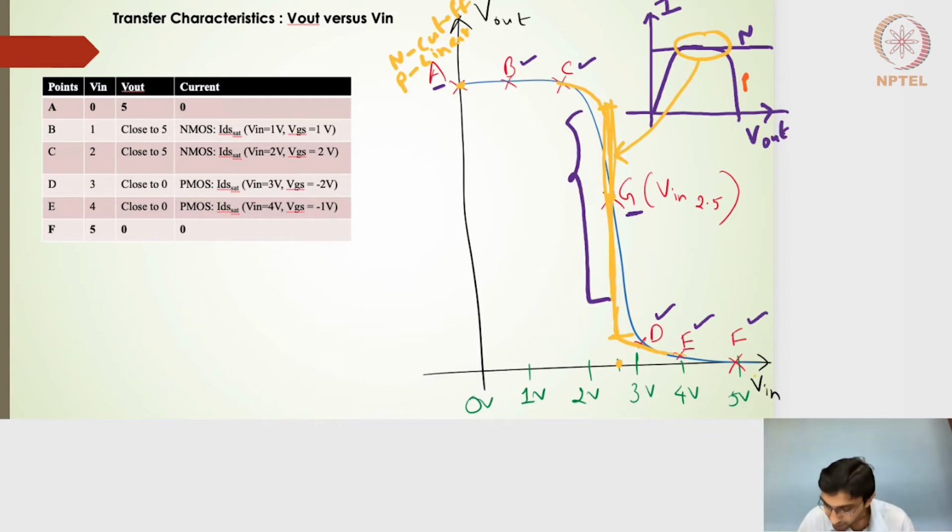Similarly, point F is exactly the opposite. The F point was lying on that zero voltage point in the IV characteristics profile. So at the F point, the PMOS is in cutoff, and the NMOS was in the linear region.